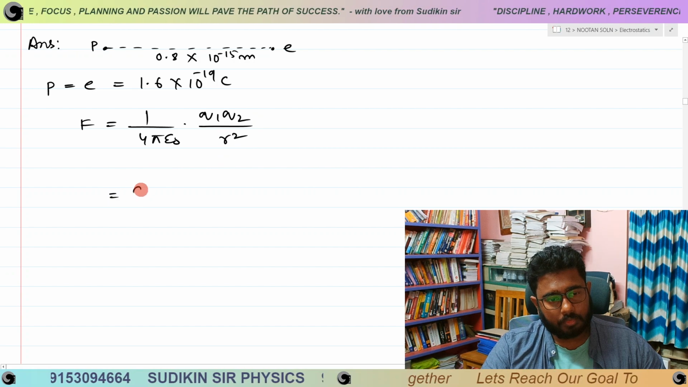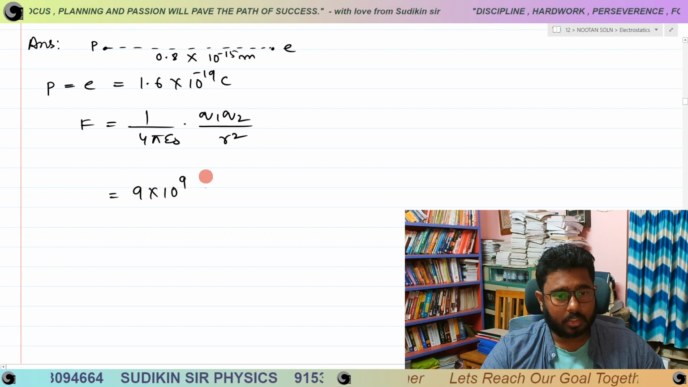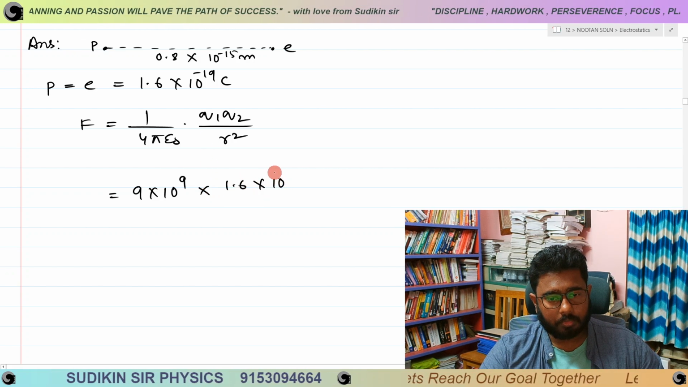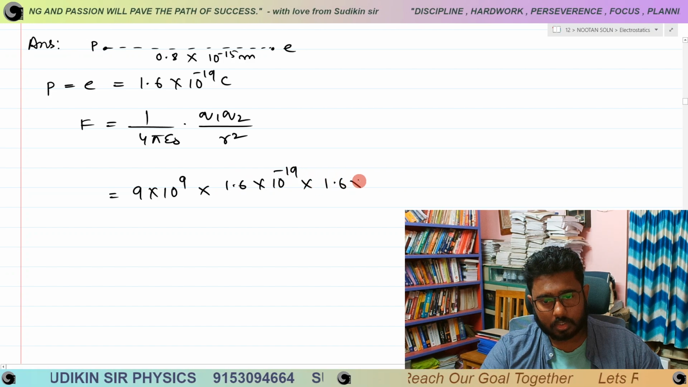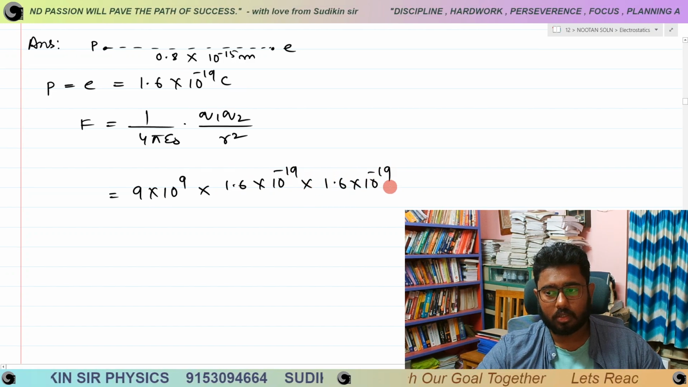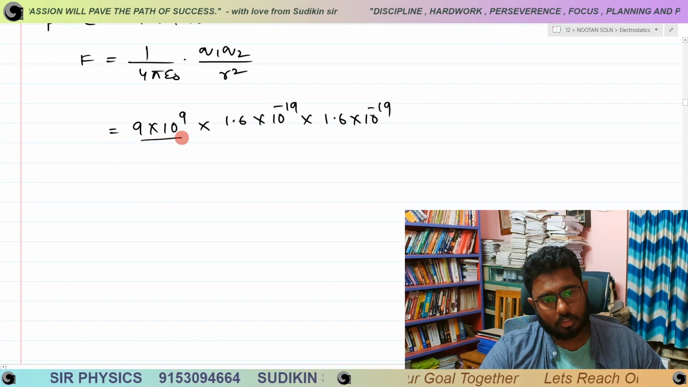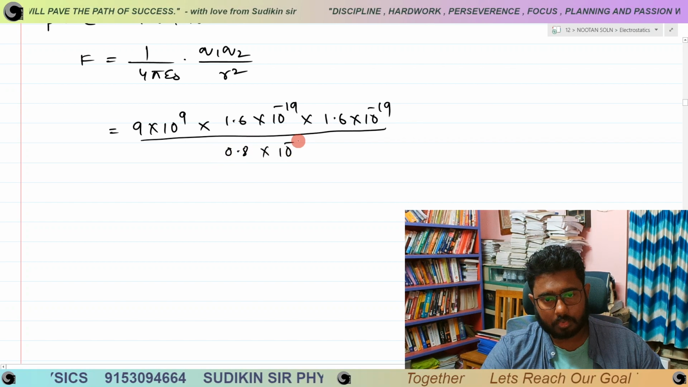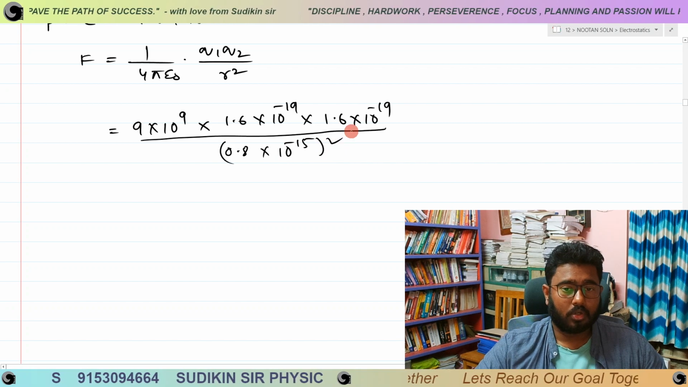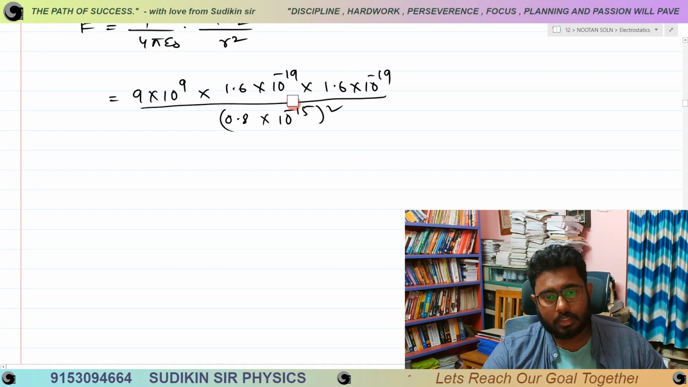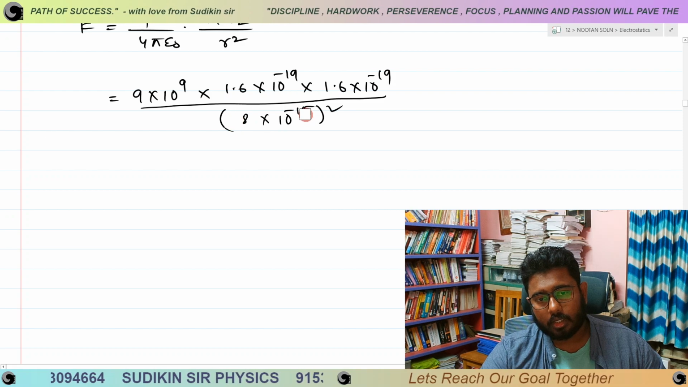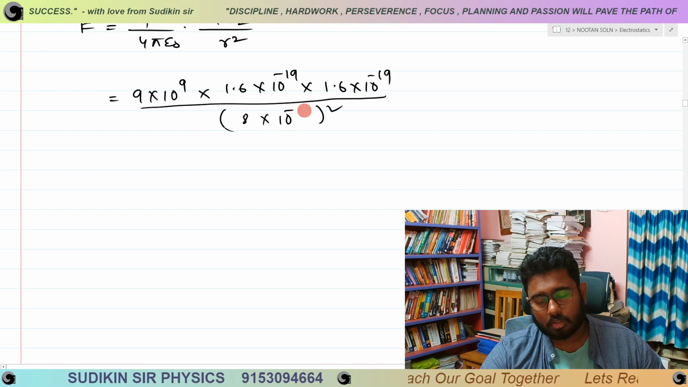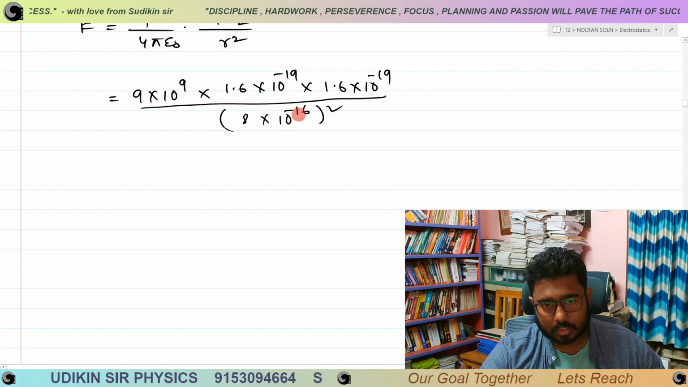Okay, so 1 by 4 pi epsilon naught becomes 10 times 10 to the power 10, q1 is 1.6 into 10 to the power minus 19, q2 is also 1.6 into 10 to the power minus 19, divided by r square, which is 0.8 into 10 to the power minus 15, squared. Okay, let us simplify this. This is 0.8, so that is 8 by 10, so this will become 8 by 10 into 10 to the minus 15, that is 10 to the power minus 16.